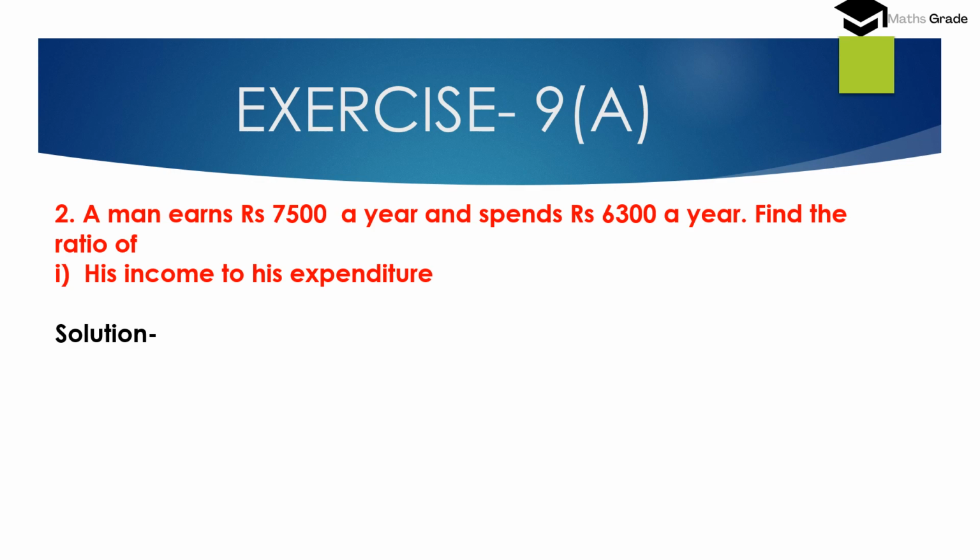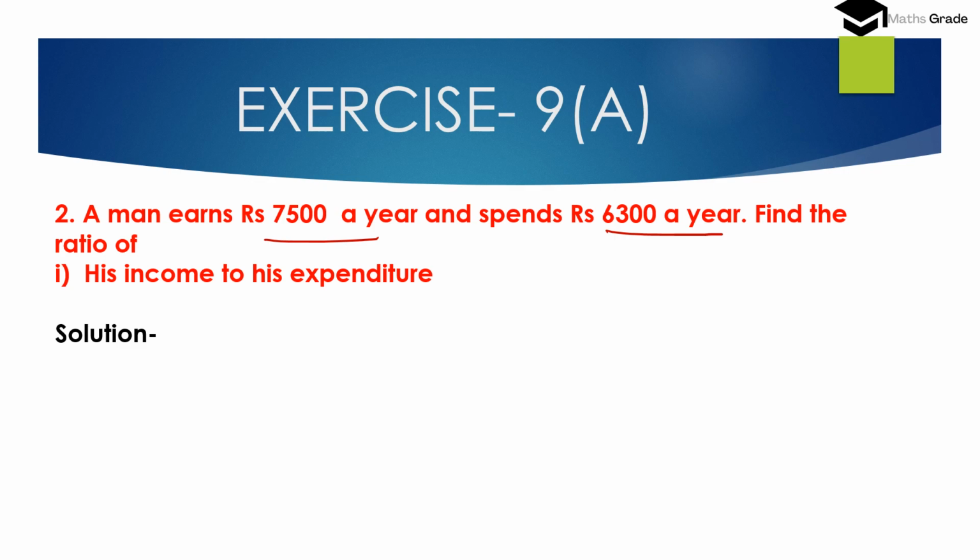Now we will solve question number 2. Question number 2: a man earns 7,500 rupees a year and spends 6,300 rupees a year. Find the ratio of his income to his expenditure.